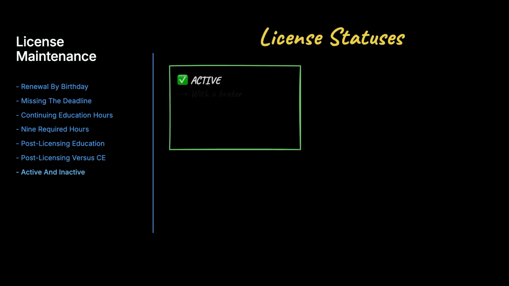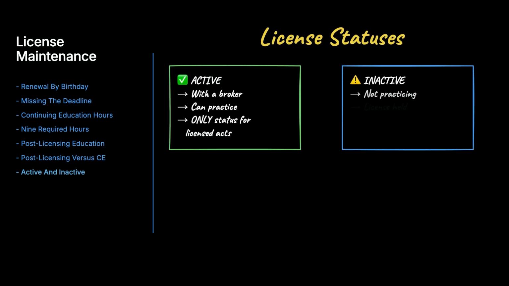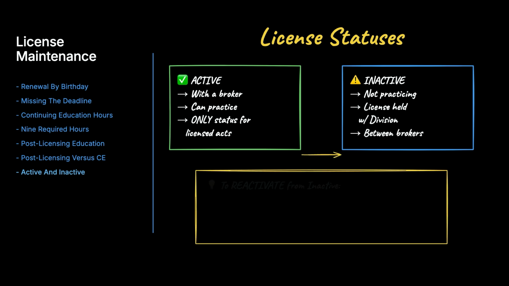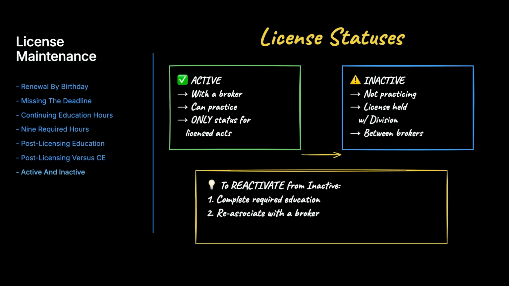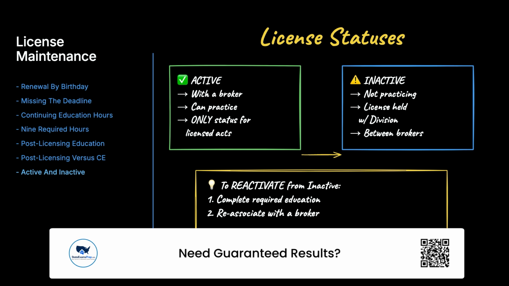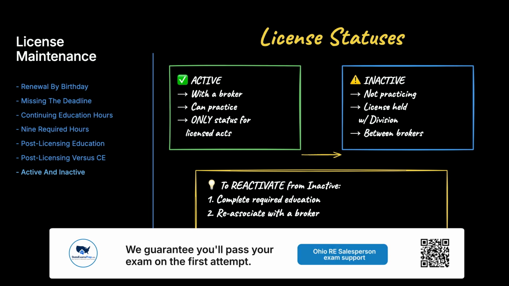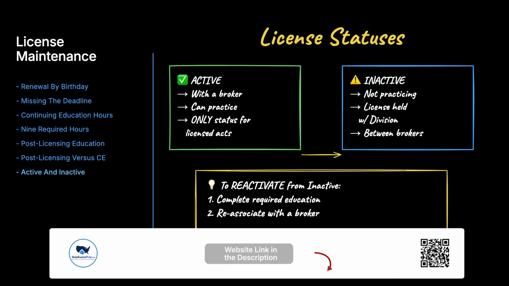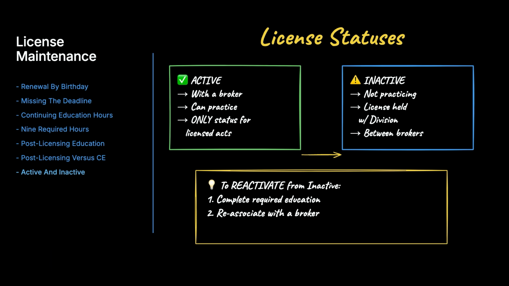Your license can move among several statuses. Active means you're associated with a broker and able to practice. It's the only status in which you may perform licensed acts. Inactive means you're not practicing and your license is held with the division. Often when between brokers, you reactivate by completing required education and reassociating with a broker.